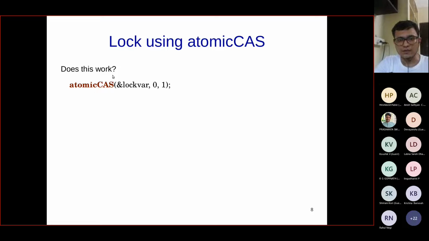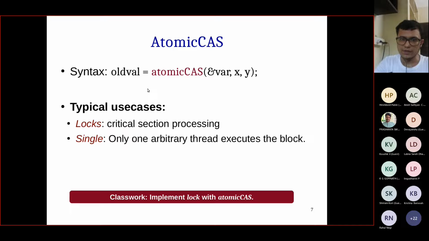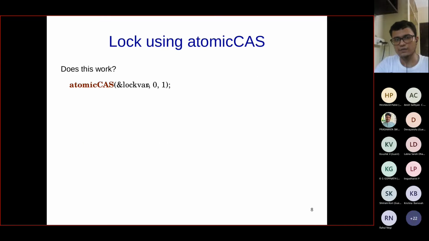Let us say that I have this lock var, which is some variable, and since we need to pass its address, I'm passing it using ampersand lock var. Please note that this lock var is initialized to 0, and as the second and third arguments I'm passing 0 and 1. Based on our previous slide and our understanding of the working of atomic CAS, will this work? Can this single statement be used for implementing the critical section?